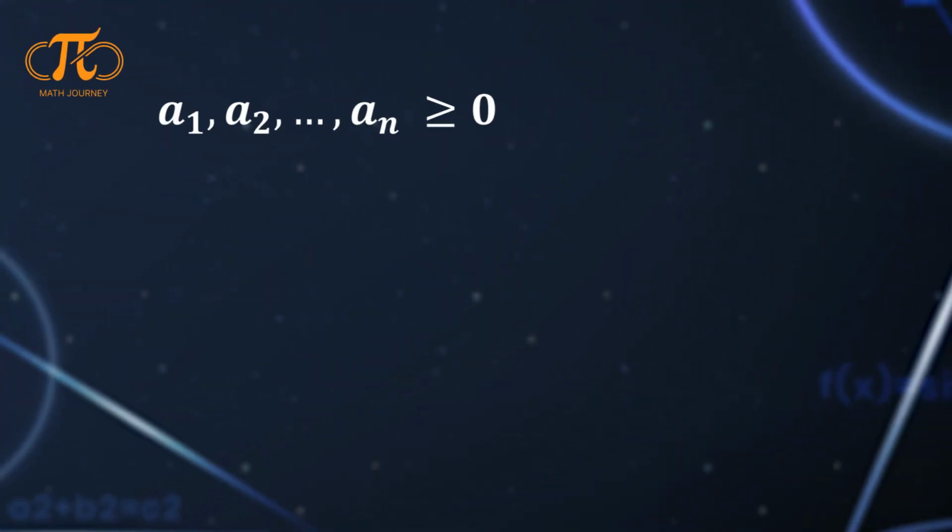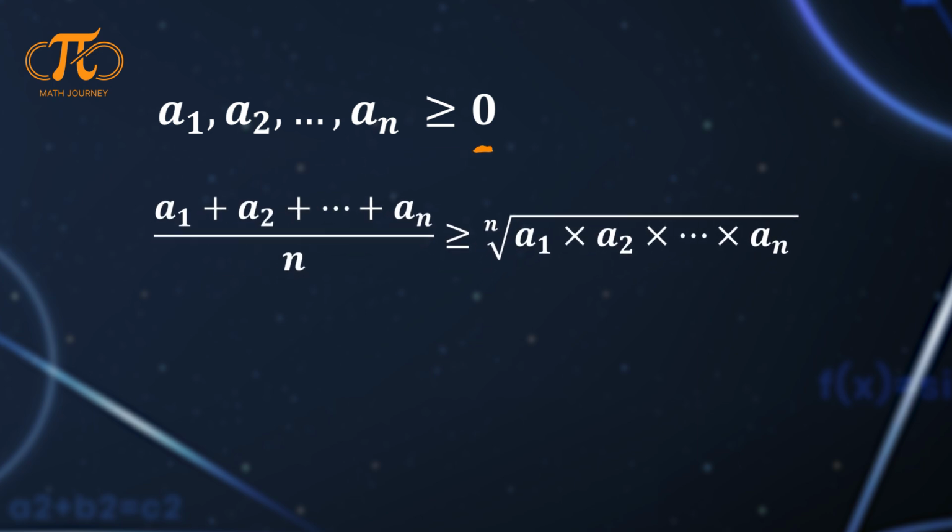Here's where it gets exciting. Do you remember the inequality for arithmetic and geometric means? It says for any set of non-negative numbers a1, a2, all the way to an, the average of the numbers is always greater than or equal to their geometric mean. Equality happens only when all the numbers are equal.